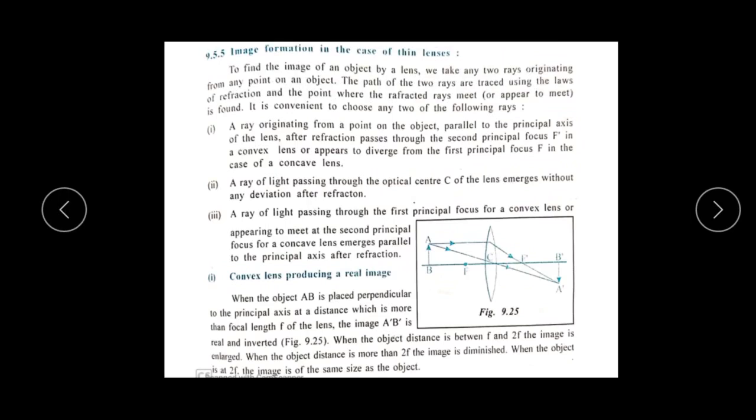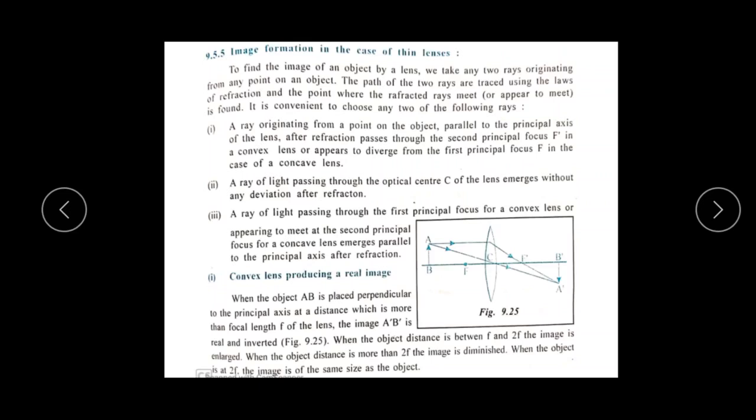See, the next concept is image formation in case of the thin lens. How the image is formed by the use of a thin lens. This is the concept here. To find the image of the object by a lens, we take any two rays which are originating from any point of the object. The paths of the two rays are traced using the law of refraction, and the point where the refracted rays meet.